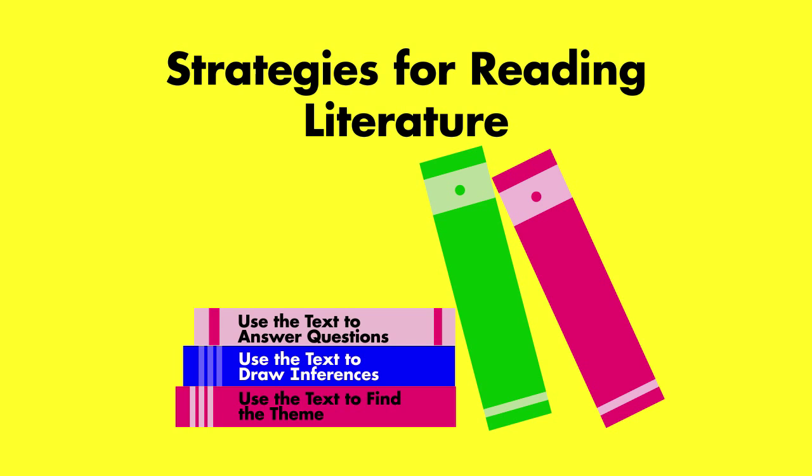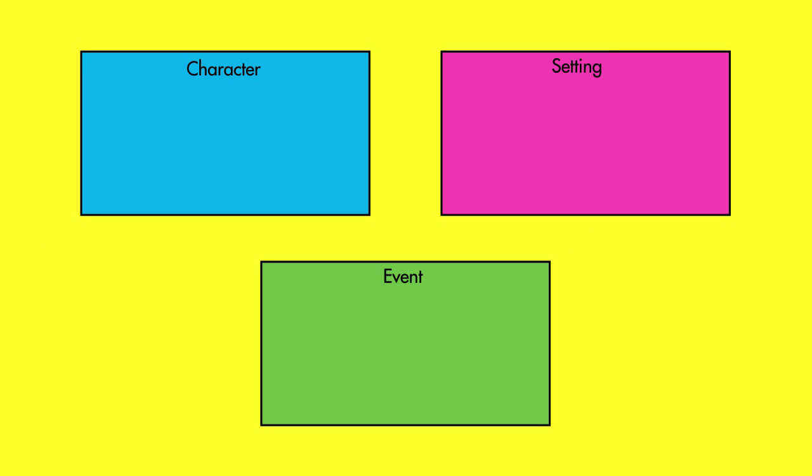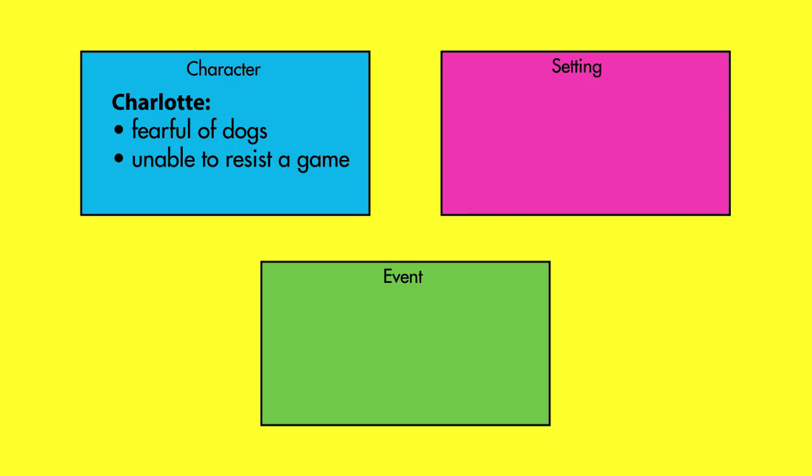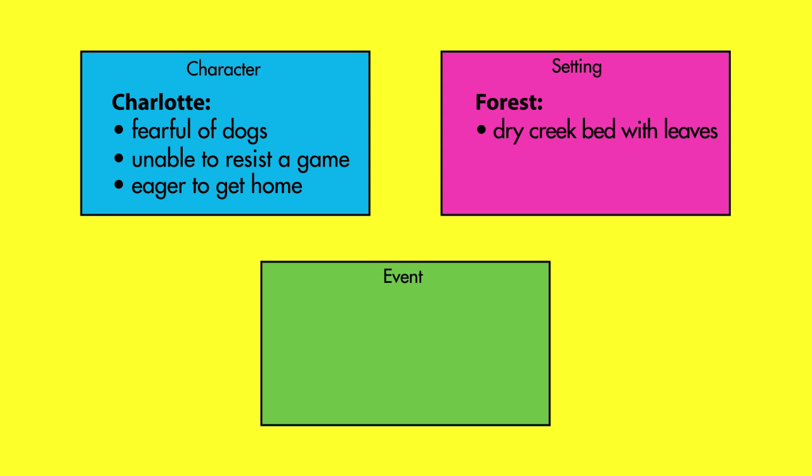Another strategy for understanding stories better is to think about how the author describes characters, settings, and events. Look for evidence in the text that describes each character, setting, and event. The text tells you that Charlotte is fearful of dogs, unable to resist a good game, and eager to get home in the face of danger. Evidence in the text tells you that the forest where the chipmunks live has a dry creek bed full of leaves, a burrow, and at least one dog.